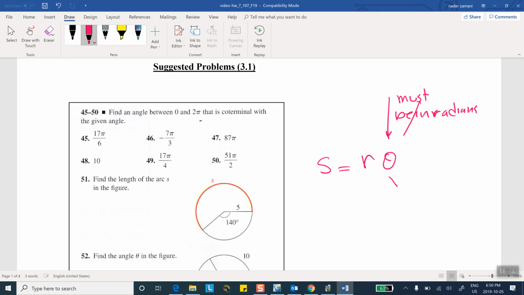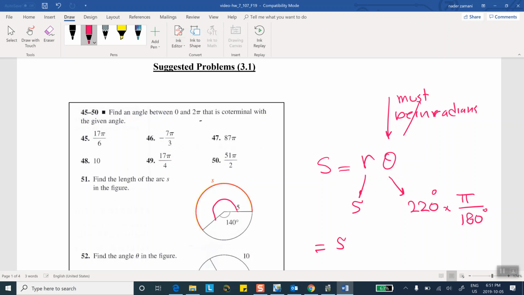Okay, so first of all, 140 degrees means the leftover angle here is 220 degrees. Converted to radians, that means multiplied by pi divided by 180, which is really what 180 degrees means. And then put the radius there. The radius is 5, I suppose 5 feet or 5 inches. It doesn't matter, 5 units.